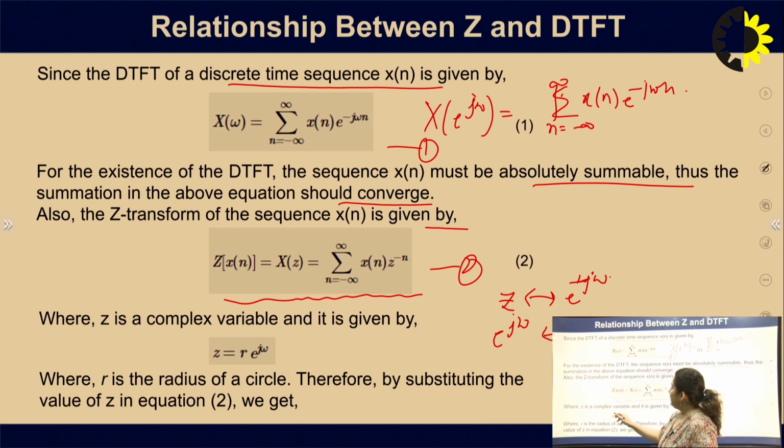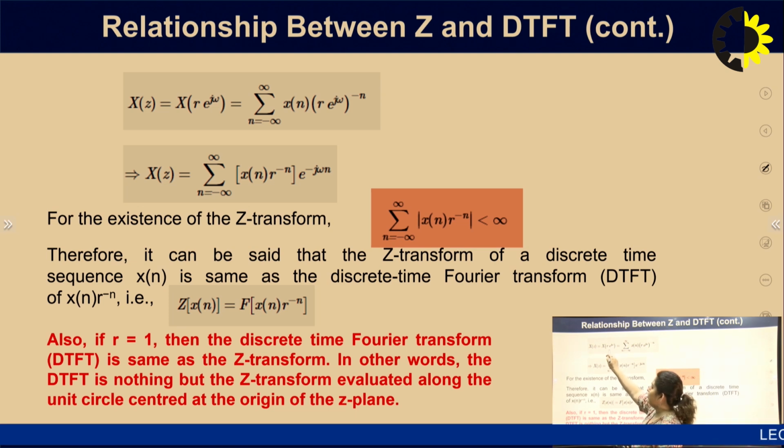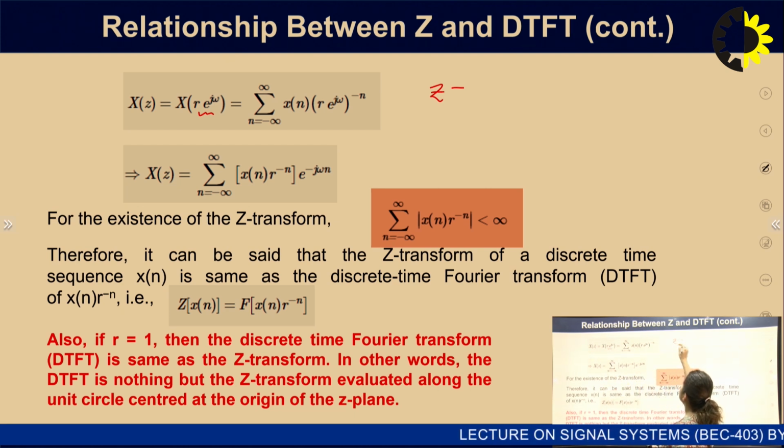So we can write z is a complex variable and it is given by z equivalent to small r e to the power j omega, where r is the radius of the circle. Therefore, by substituting the value of z in equation 2, we can find the value of X of z. So we have X of z equivalent to X of r e to the power j omega; in place of z we are using r e to the power j omega.